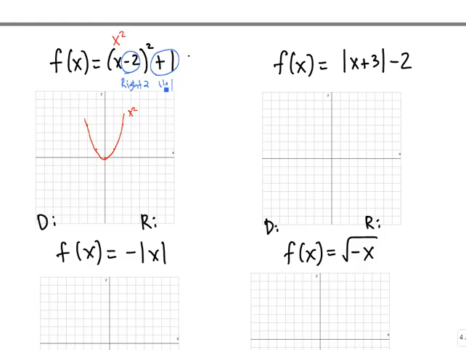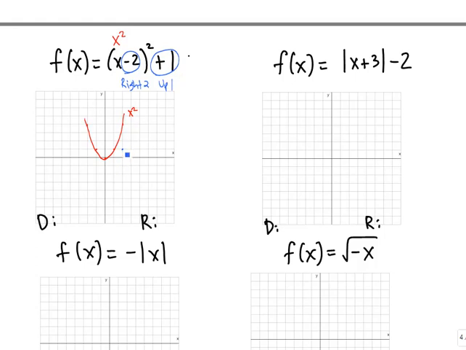Now what we're going to do is take that vertex, which is normally at the origin, and apply these two transformations to it. So I'm going to take the origin, and I'm going to move it 2 to the right, and then up 1. So my new vertex is at 2, 1.